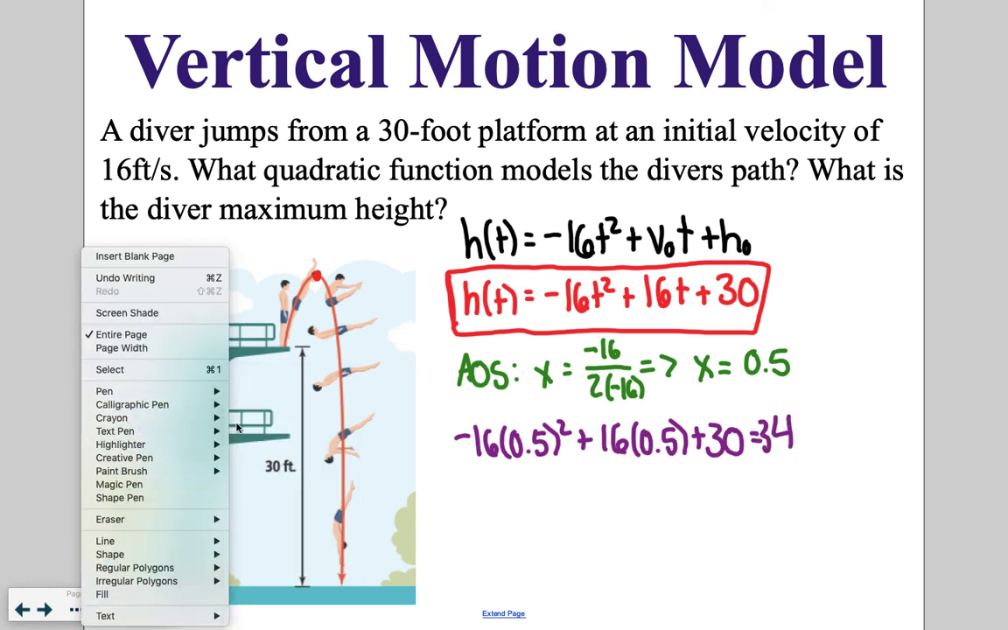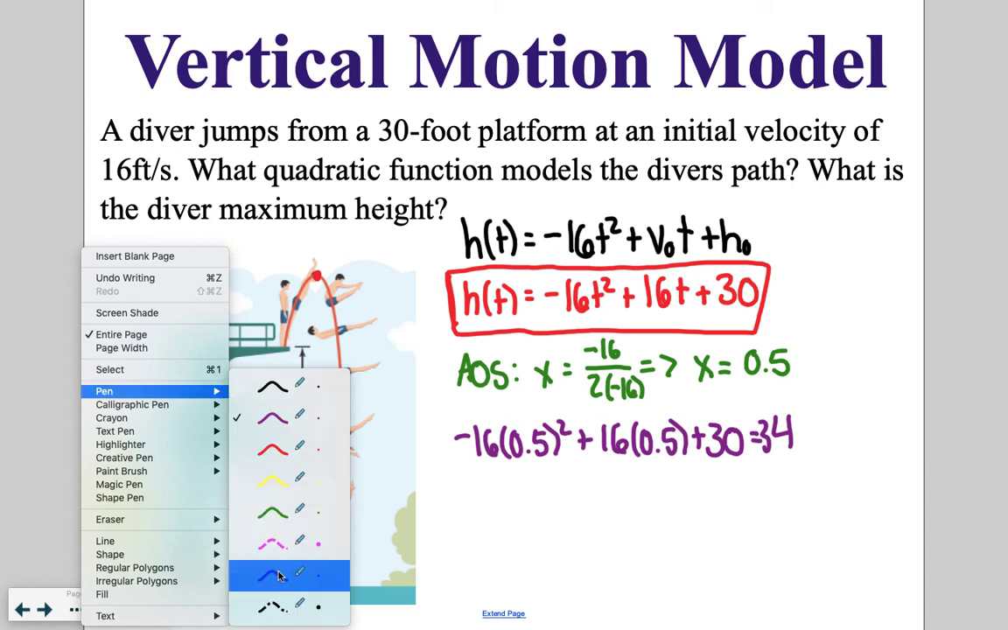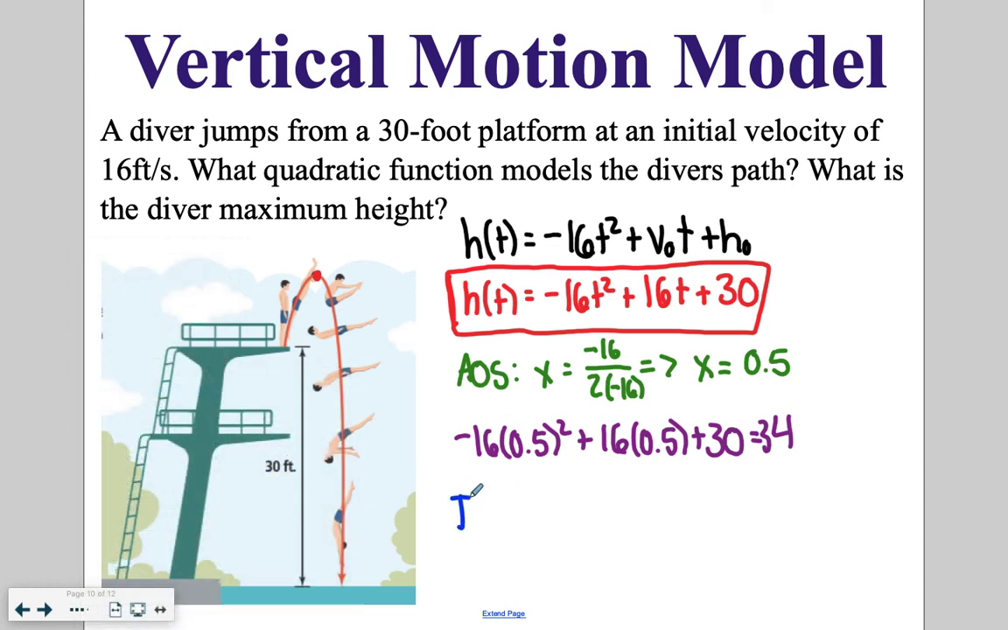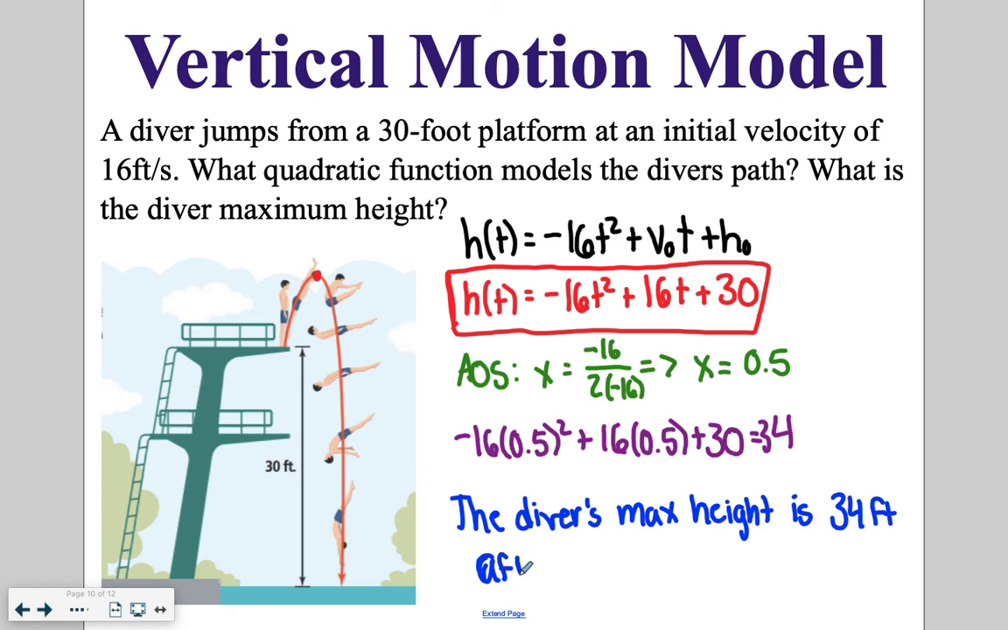So what that means, what your final answer would be for this problem, is the diver's maximum height. So the diver's max height is 34 feet after 0.5 seconds. So you want to make sure you include your labels in the final answer. In this case, it was 34 feet maximum and the height of 0.5.